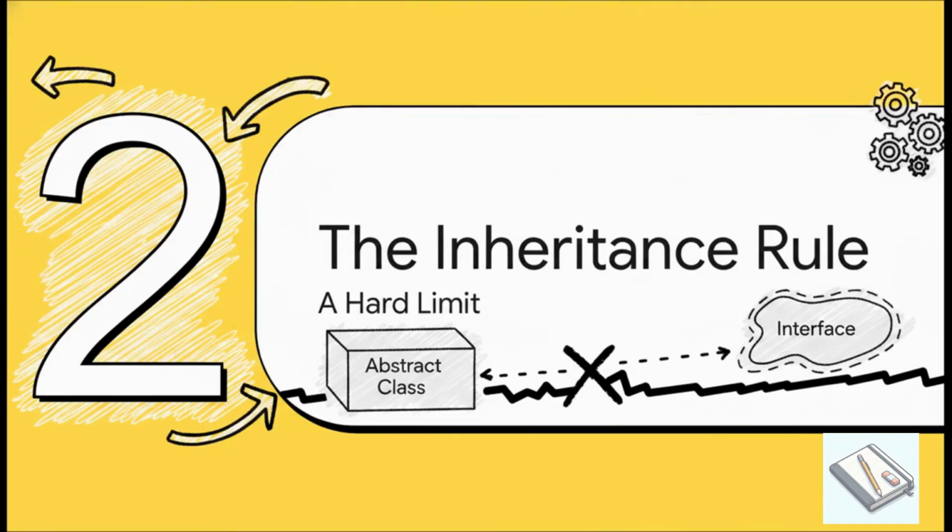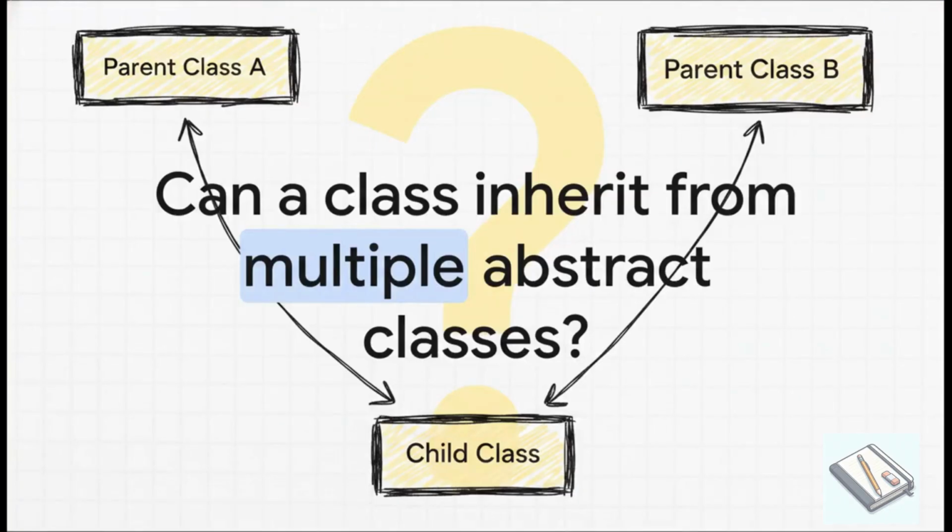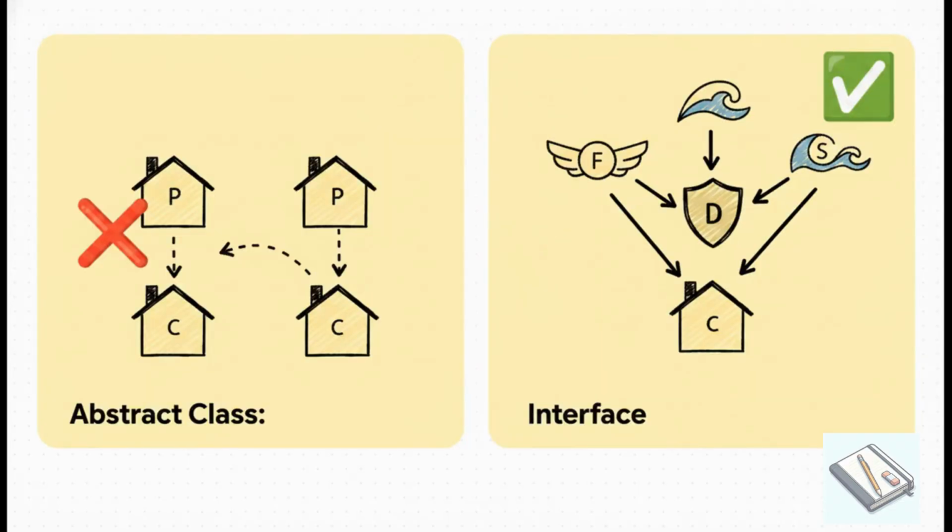Okay, now we get to a hard and fast rule. There are no exceptions to this one, and honestly, it's often the single thing that makes the decision for you. So let me ask you this. You're building a new class. Can it inherit from two different abstract classes at the same time? What do you think? And the answer is a big, fat no. Not for abstract classes anyway. A class in Java can only have one parent. It can only extend a single class. But interfaces? A class can implement as many as it wants. That flexibility is a total game changer. So if your object needs to wear many different hats or satisfy multiple contracts, interfaces are your only way to go.